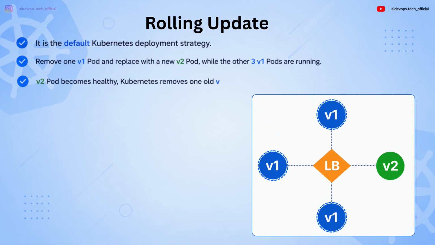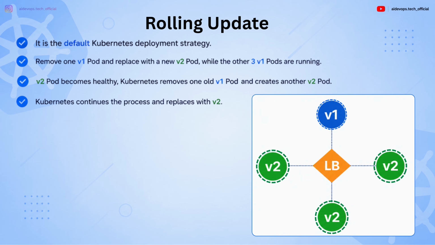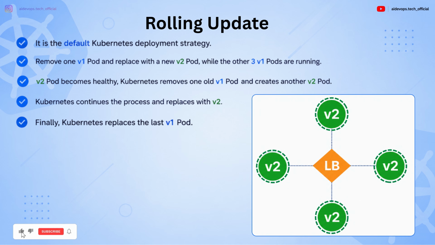After the one v2 pod becomes healthy, Kubernetes removes one v1 pod and creates another v2 pod. And Kubernetes continues this process and replaces another v1 pod with v2. And finally, Kubernetes replaces all v1 pods. And during this entire process, the load balancer sends the traffic only to the healthy pods.